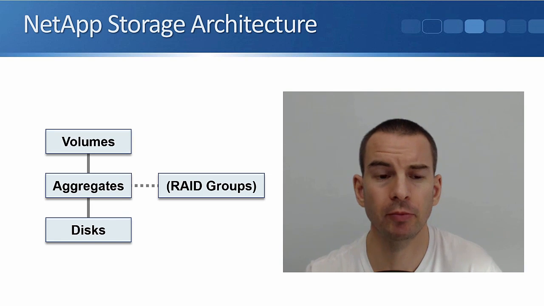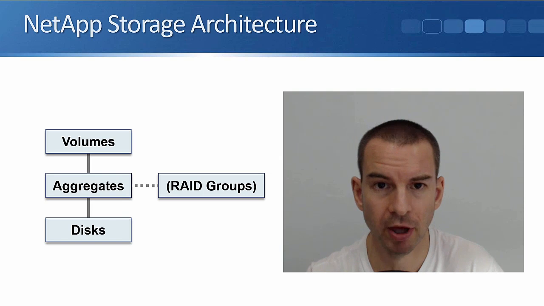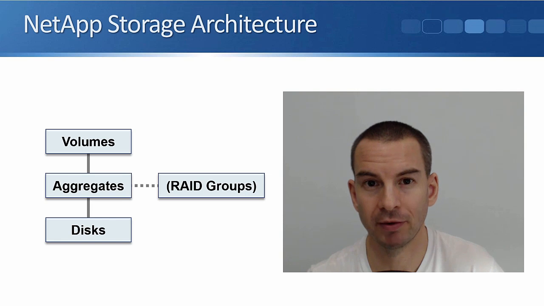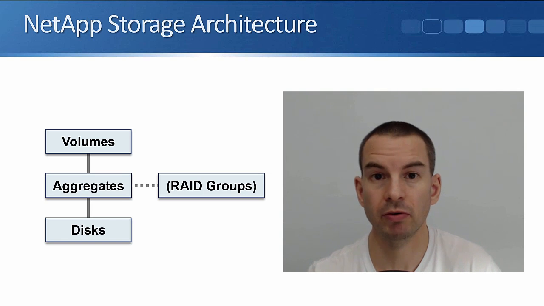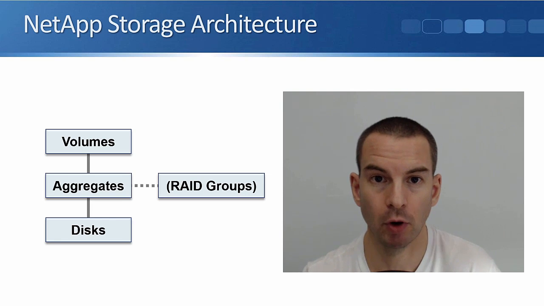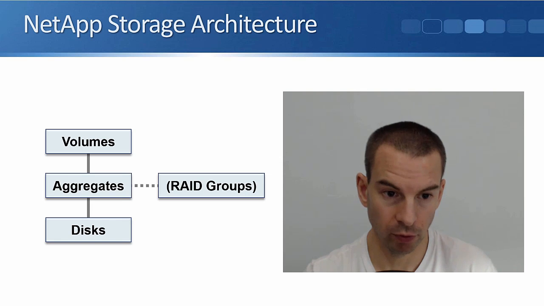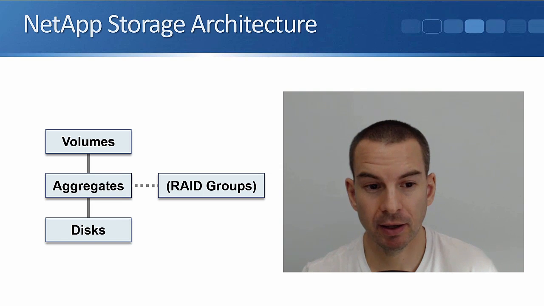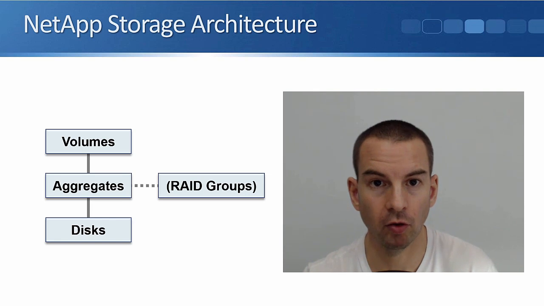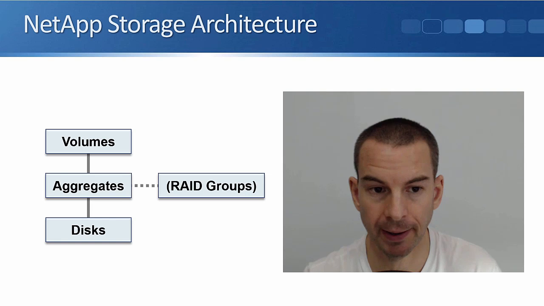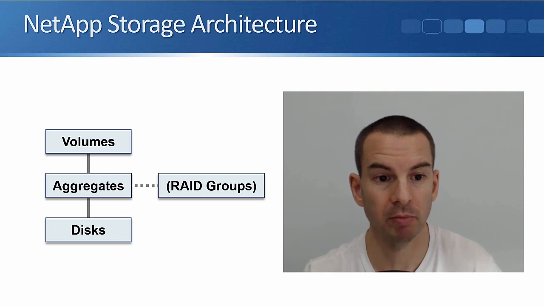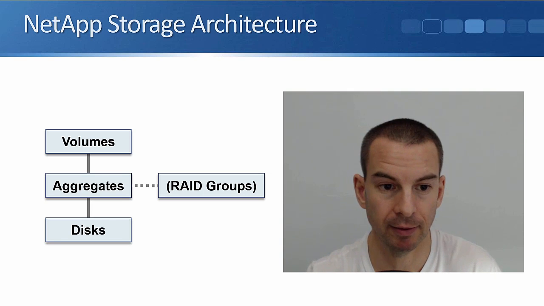The next level we have moving up is our volumes. Volumes are the lowest level that clients can access their data at. So you could share a volume and then a Windows host could map a drive to that volume. So to summarize those three, your disks and your aggregates are physical resources. Then you have your volume, which is a logical resource on top of that. You could have multiple volumes in the same aggregate, or maybe just one volume in the aggregate.